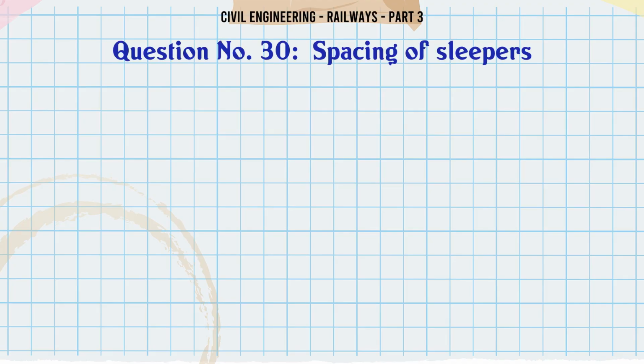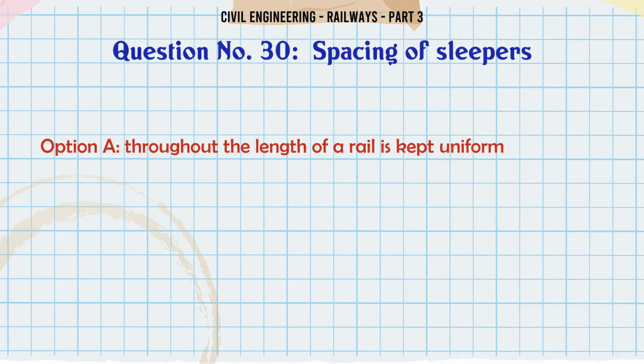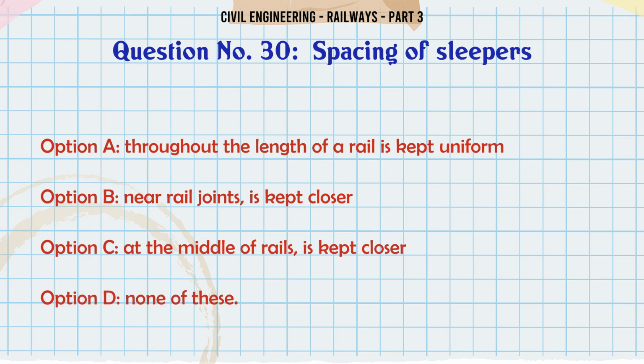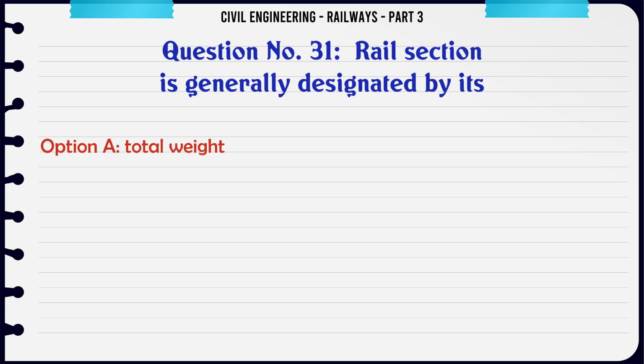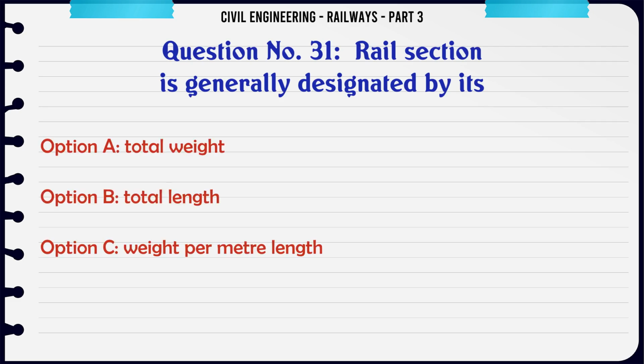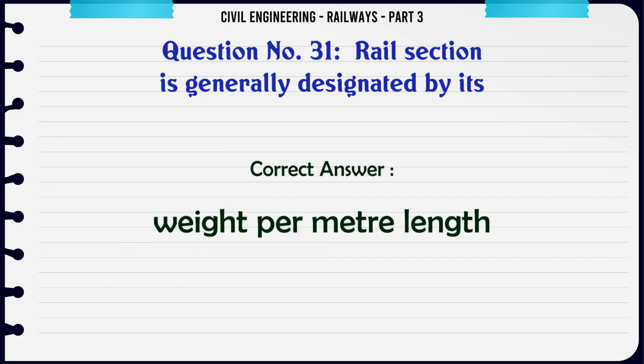Spacing of sleepers. A. throughout the length of a rail is kept uniform. B. near rail joints is kept closer. C. at the middle of rails is kept closer. D. none of these. The correct answer is at the middle of rails is kept closer. Rail section is generally designated by its A. total weight, B. total length, C. weight per meter length, D. area of its cross section. The correct answer is weight per meter length.